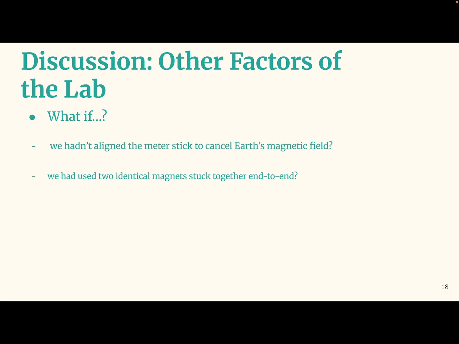Now, what if we used two identical magnets that were stuck end to end? Well, the total magnetic moment would double, which would increase the magnitude of the field everywhere by a factor of 2. Since the magnetic field strength from a dipole is directly proportional to the dipole moment, this would make the computed and possibly even experimental values noticeably stronger.